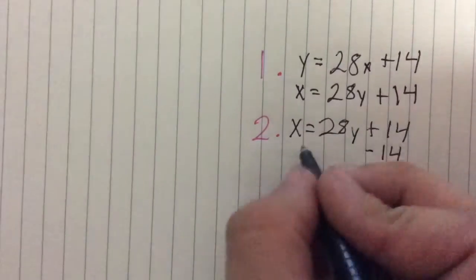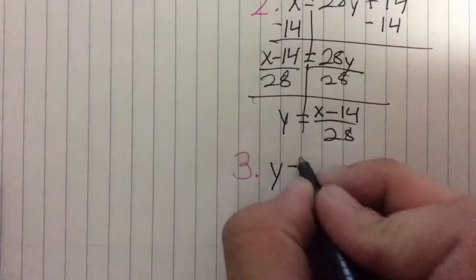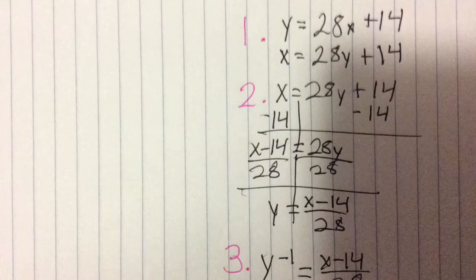Okie dokie, here's a fresh new function, homegrown by your local family-owned function farm, y equals 28x plus 14. As you can see over in step 1, we switched out the x and the y, we solved for y, and then we made it y of negative 1.